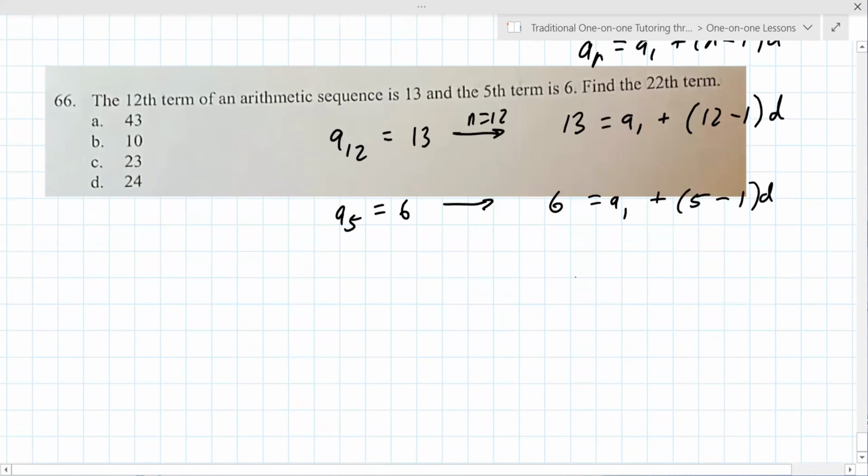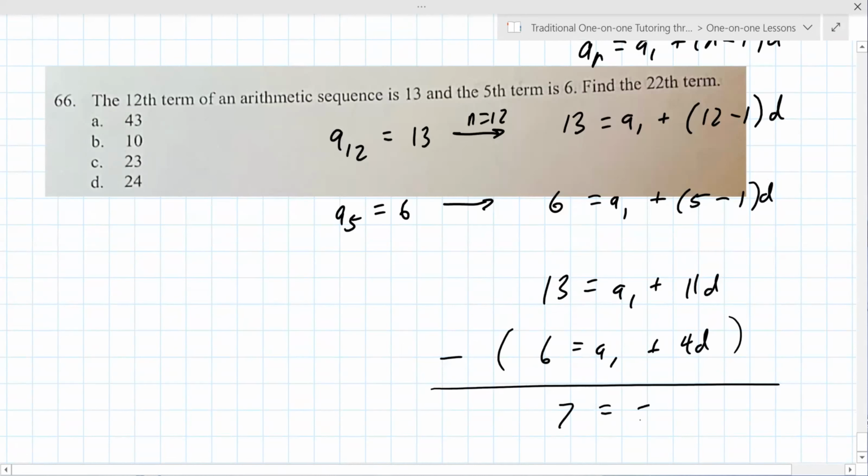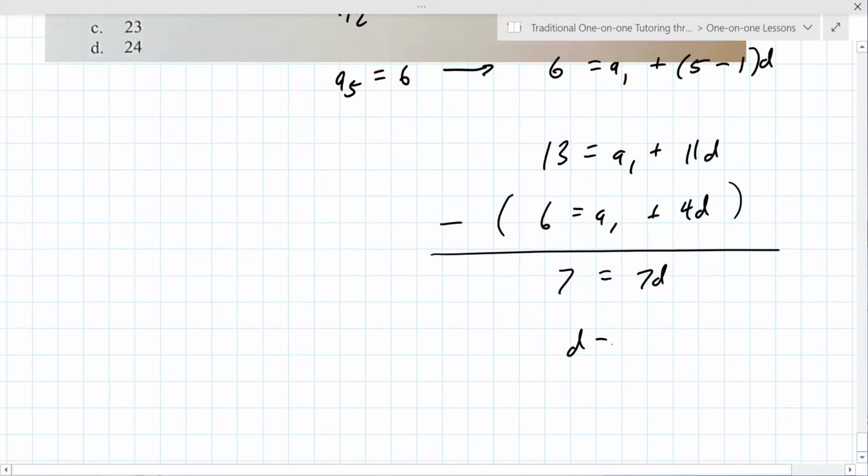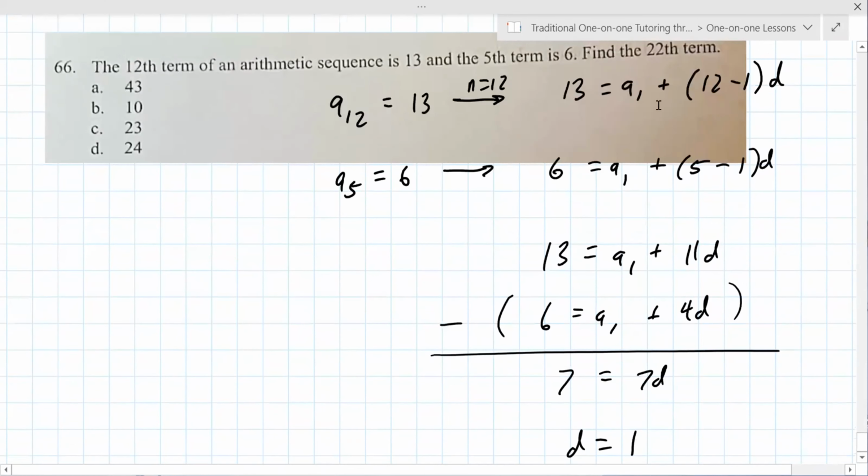So these both reduce. It becomes 13 equals A1 plus 11D. 6 equals A1 plus 4D. You subtract the equations. You find that D is 1. And then you go back and use one equation or the other to find A1. So since D is 1, I'll go back and use this one here. 6 equals A1 plus 4D. 4 times 1 is 4. Subtract 4, so A1 equals 2.